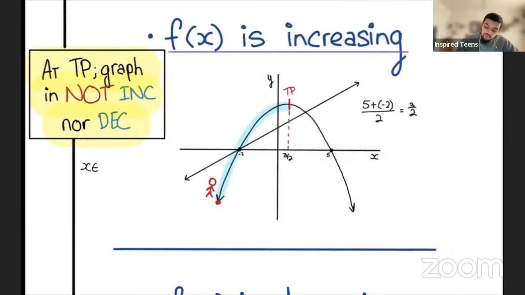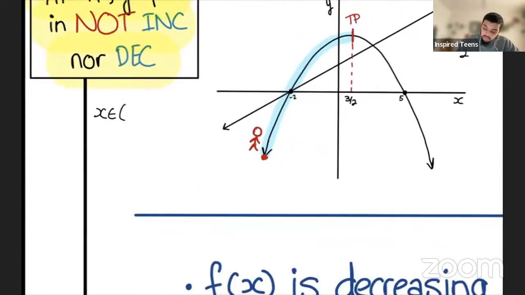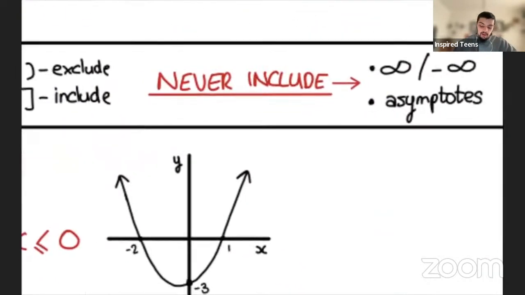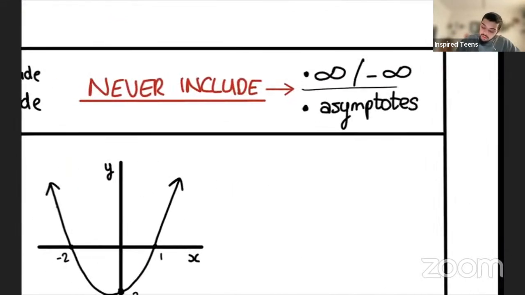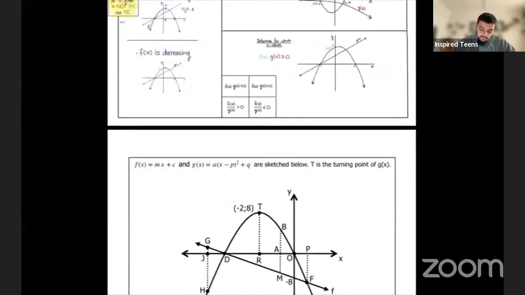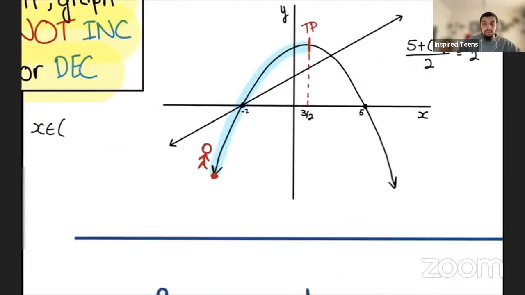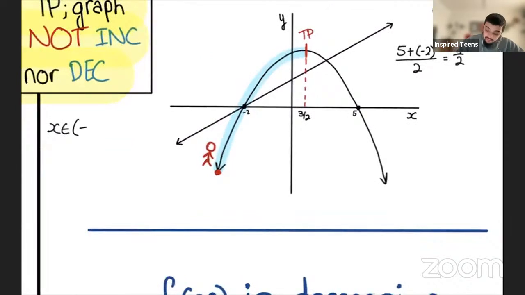So we've established that the most left value here is negative infinity. Remember that a circle bracket is exclude and a square bracket is include. We never include positive or negative infinity, and we never include asymptotes. So let's go back here. X is an element of the most left value, or the start value. That's going to be negative infinity.